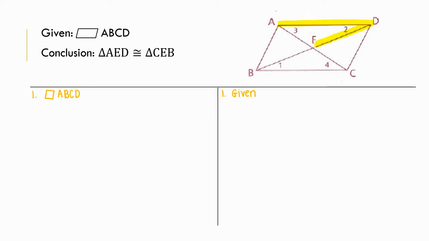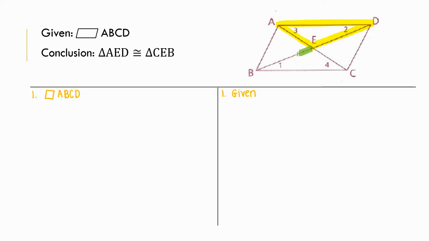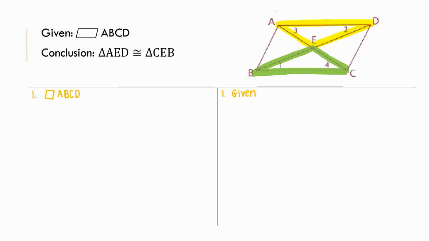I want to focus on the triangle of AED, and I'm going to do a different color. And I want the triangle of CEB. So these are the 2 triangles I want to try to prove congruent. Okay, so notice that when I have a parallelogram, I've got 5 different properties. So there's actually several different ways for us to prove that these 2 triangles are congruent.